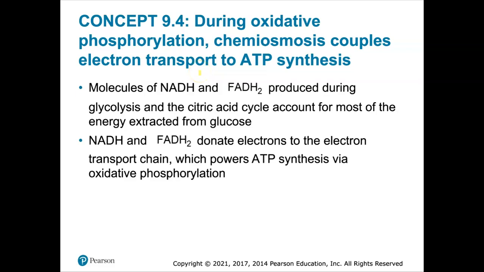So one thing that you need to know is all of these accumulated coenzymes, NADH and FADH2, that have been accumulating in the previous steps, they are all going to enter the electron transport chain, and they're going to donate electrons to the electron transport chain, and that's going to provide the power. The transport of those electrons is going to provide the power to synthesize ATP via oxidative phosphorylation.